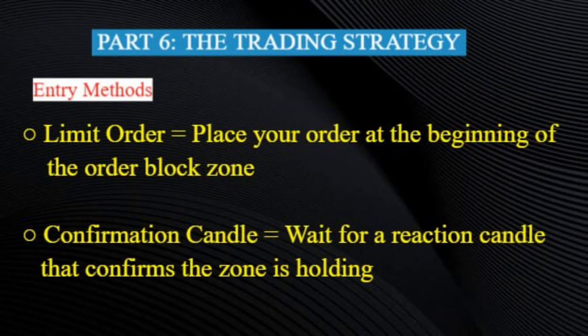Entry methods. There are 2 main ways to enter. Limit order equals place your order at the beginning of the order block zone. Confirmation candle equals wait for a reaction candle that confirms the zone is holding. The limit order method is more aggressive. The confirmation candle method is more conservative. Choose based on your risk tolerance.